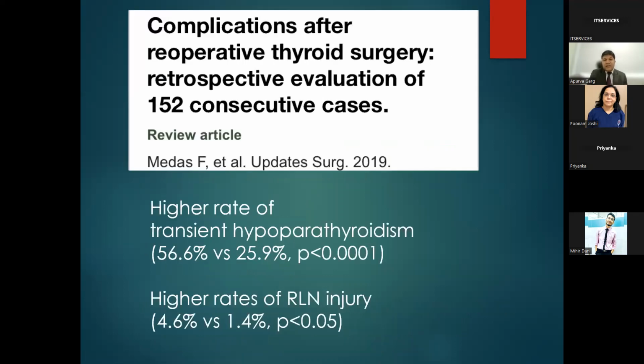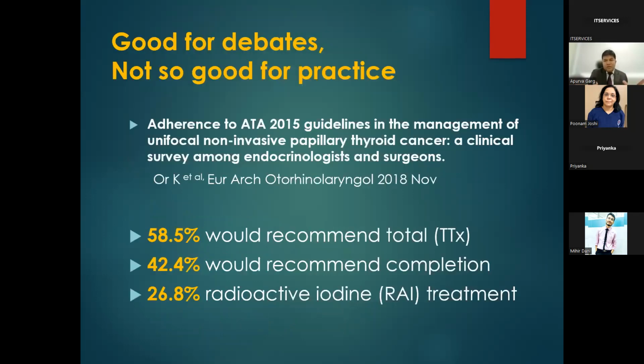Then complications in reoperative thyroid cancer surgeries, 152 cases, it showed that higher rate of transient hypoparathyroidism is seen, 56.6% versus 25.9%, and there is higher rate of recurrent laryngeal nerve injury, 4.6% versus 1.4%, p was significant. So this thing is good for debate, but not so good for practice. There are a lot of people who were, I will show you, there is a survey coming up.